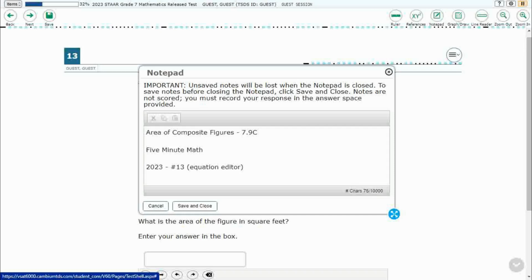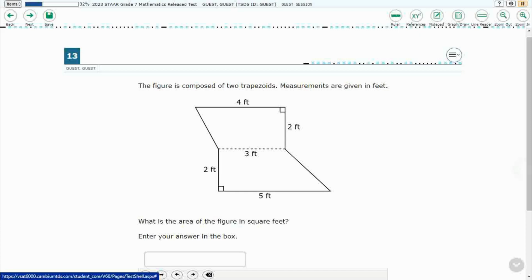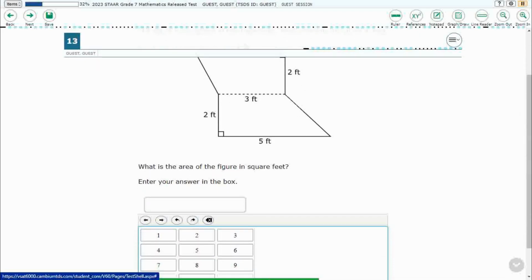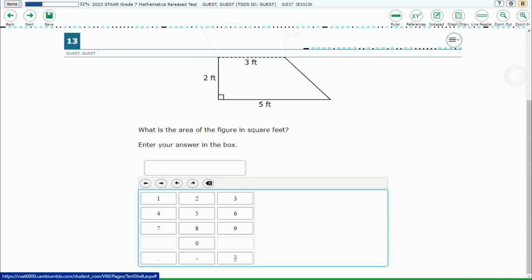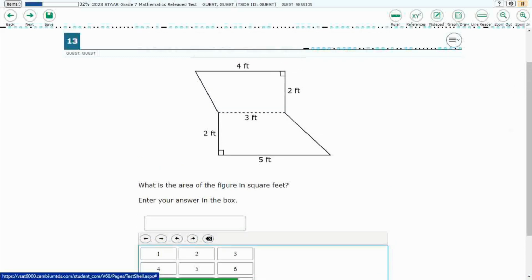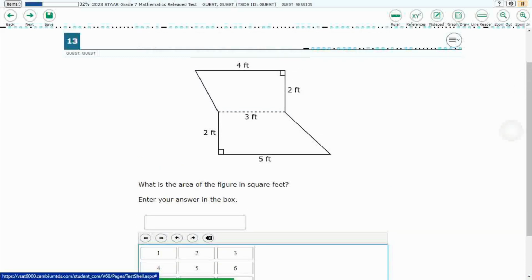Today we are looking at the 7th grade concept of area of composite figures. This is standard 7.9C in the great state of Texas. We're using item number 13, which is a new item type called Equation Editor of the 2023 released STAAR test. If you haven't done so already, please go ahead and take a moment to pause the video, work this problem out on your own, unpause it, and we will look at our answers together.